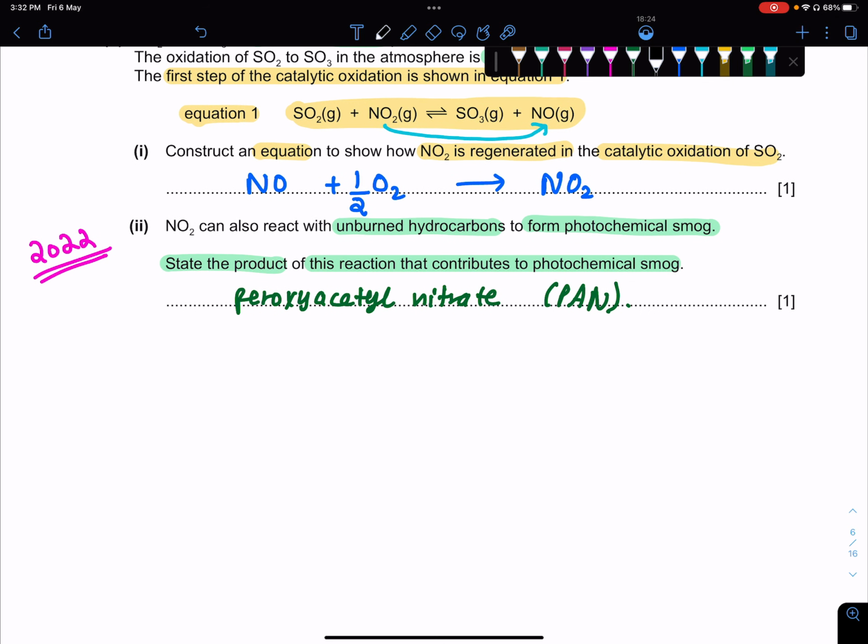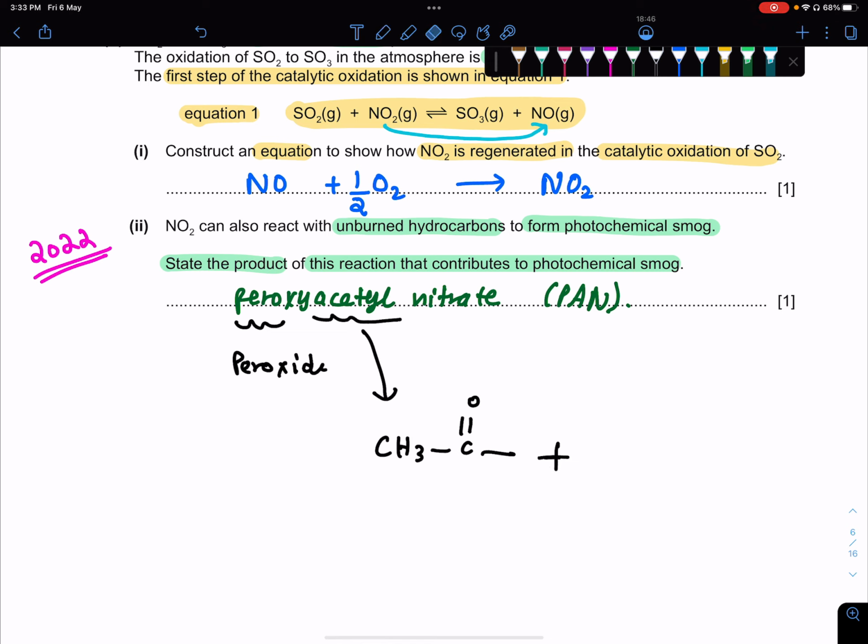But if I try to figure out the name, this is peroxy. Peroxy is something related to the peroxide ion. Acetyl is always CH3CO, and anything can be here. This is the acetyl group. For acetic acid, we just add an OH here. This is acetic acid. So this is the acetyl group, right? Nitrate, we know, is NO3 minus, right?